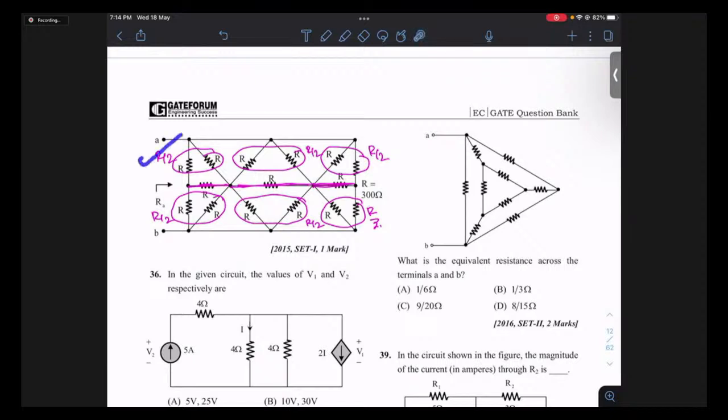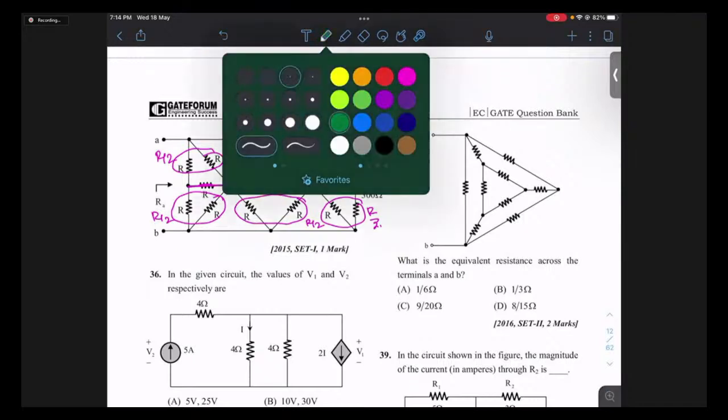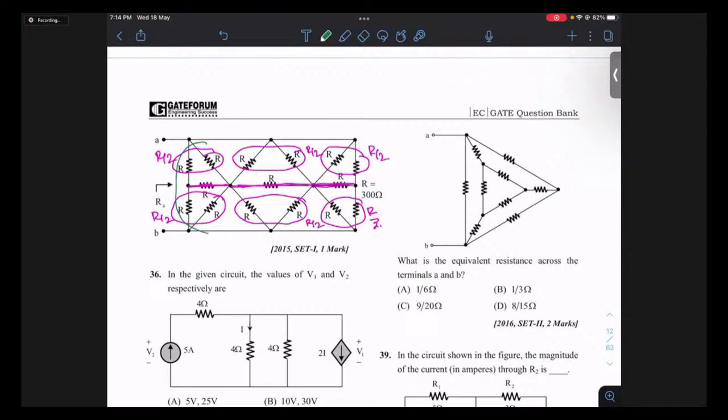And again, this R by 2 and R by 2 are in series. So this path which I am showing in green is a series combination of R by 2 and R by 2, which is R. This segment, again a series combination of R by 2 and R by 2, is again R. And this segment is how much? R by 2 and R by 2 is again R. This segment, R by 2 and R by 2 in series, we get R.